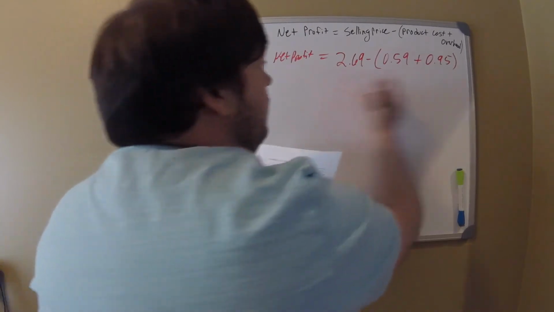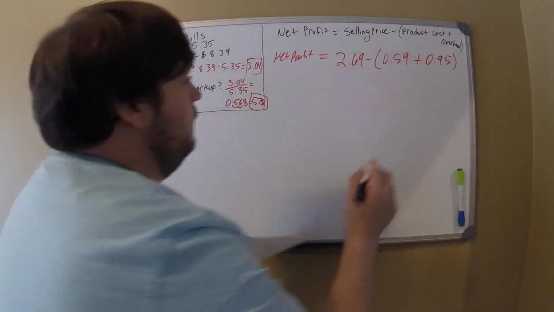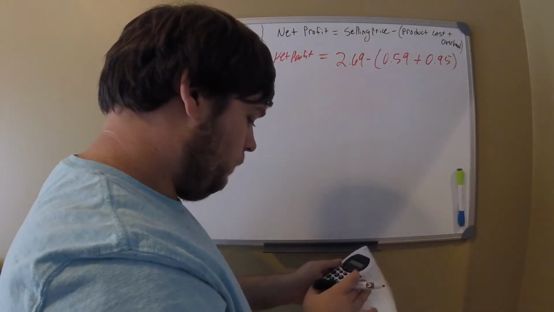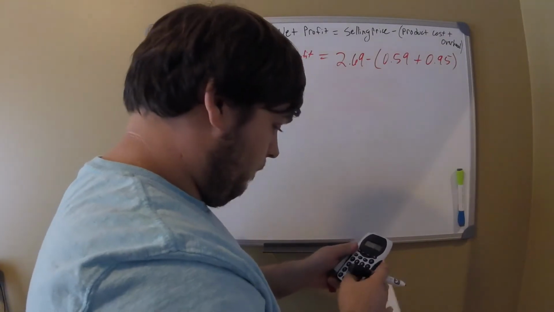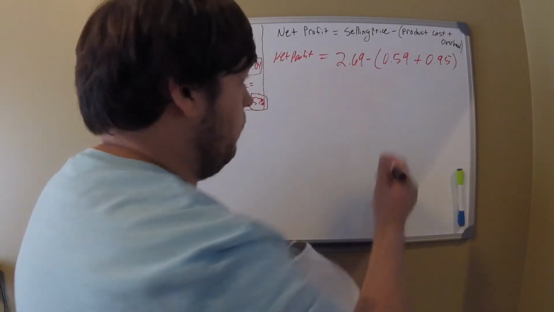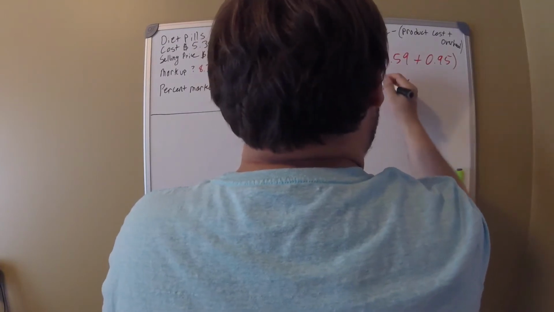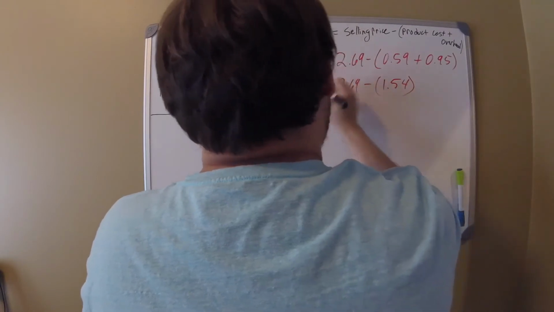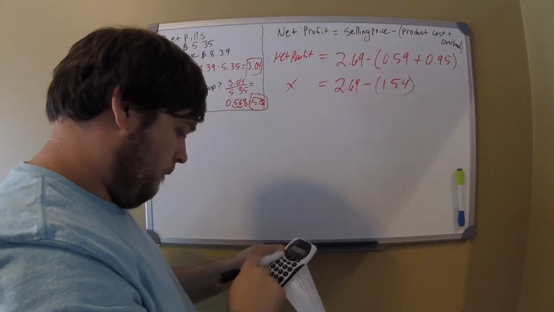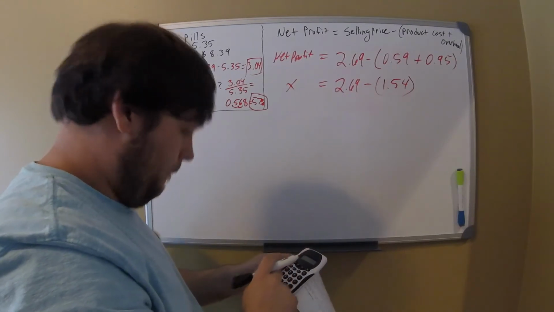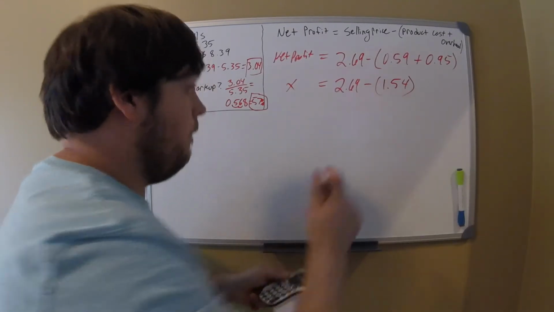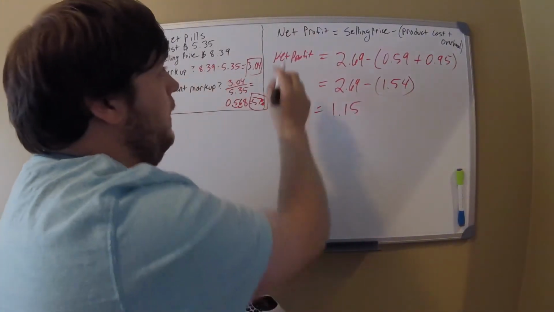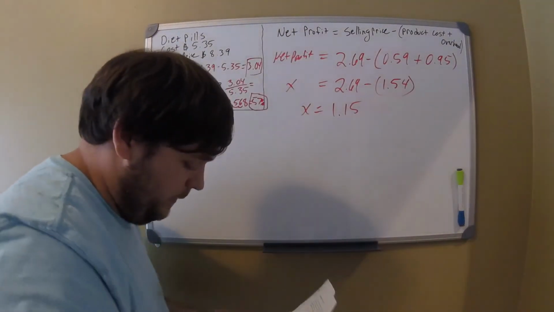All right, so this looks as straightforward as it gets. So we're just going to simply calculate this out. We're going to do what's in parentheses first. So X is going to be equal to $1.15. And that's what our net profit is on these notebooks.